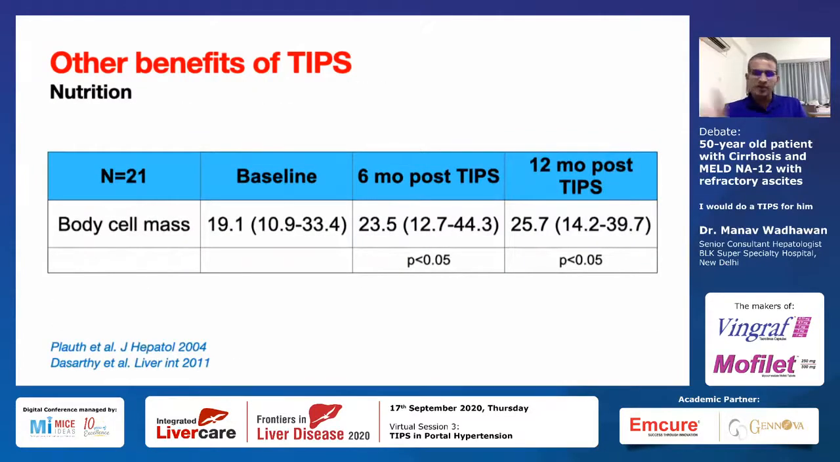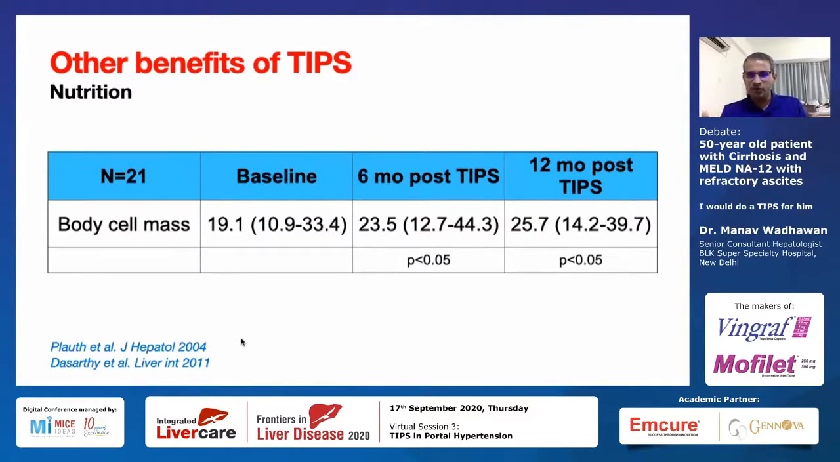Now, the first paper was published in 2004, but then we had 8 trials which talked about the nutritional improvement in patients who are undergoing TIPS, whether for a variceal bleed or for refractory ascites. Total 8 studies, almost 150 patients. And every single study has shown that the body cell mass improves, the BMI is improved, the ascites decreases, the overall body weight minus the fluid improves with TIPS.